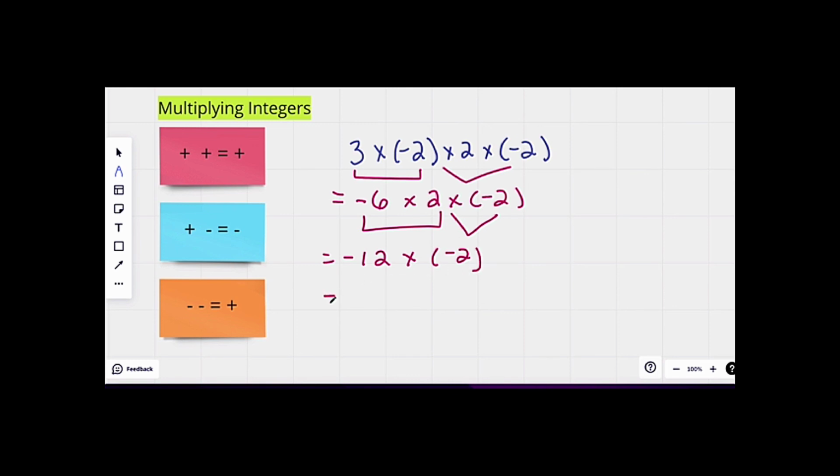Okay. And so to end this, we've got a negative 12 times a negative 2. So we know we're going to have a 24 because 12 times 2 is 24. But is it a negative 24 or a positive 24? Well, we've got a negative and we've got a negative. Negative times a negative equals positive. So our answer is positive 24.